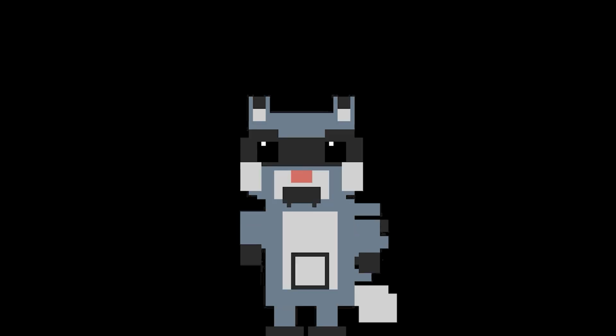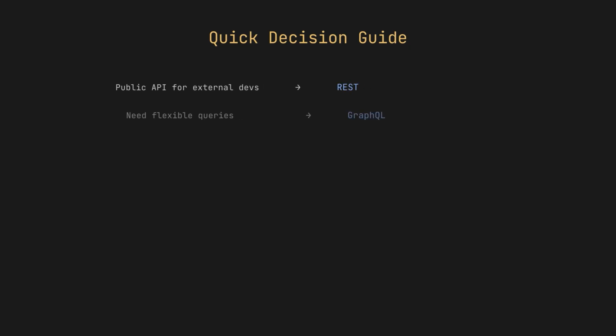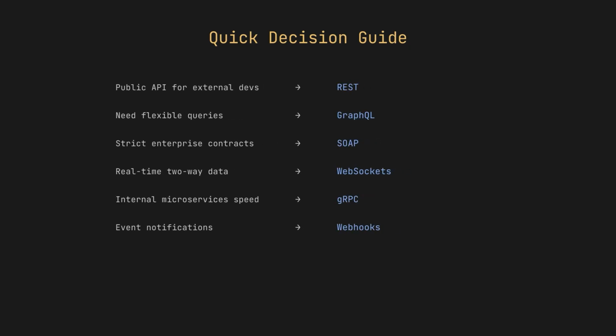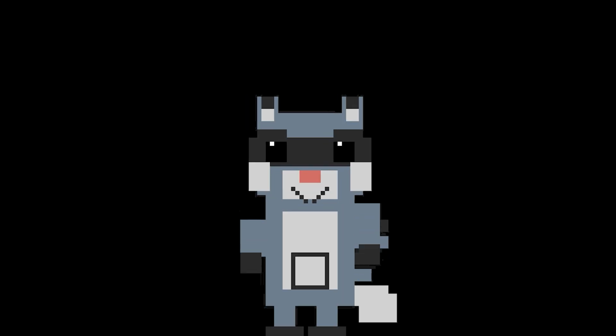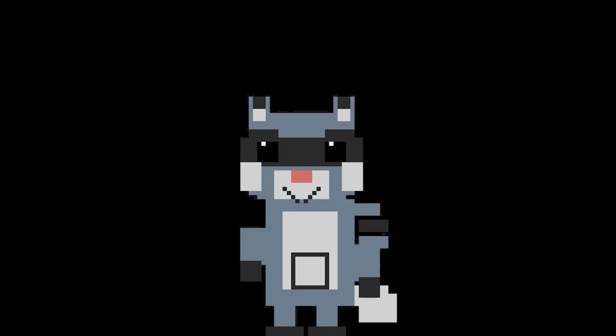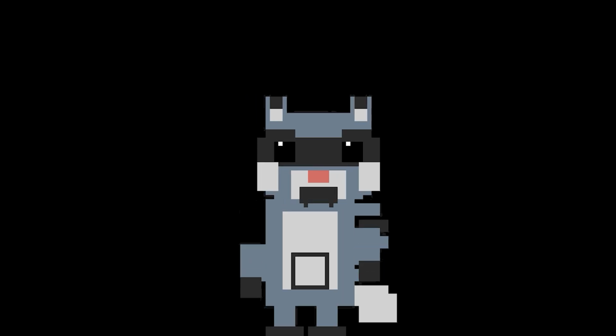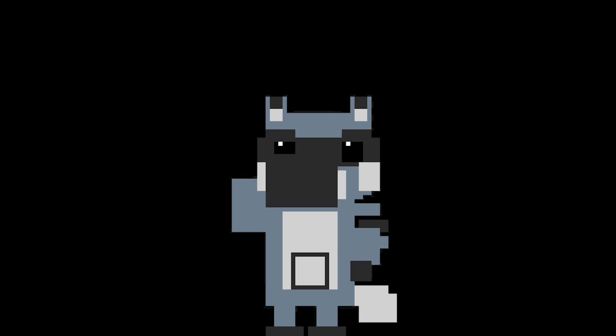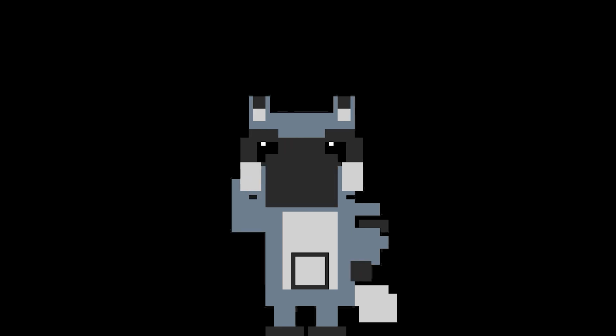So there you have it. REST, GraphQL, SOAP, WebSockets, gRPC, webhooks, streaming APIs, library APIs, and OS APIs. These are the building blocks that power literally everything in software today. The developers who understand these tools and know when to use which one, those are the developers who build systems that actually scale.